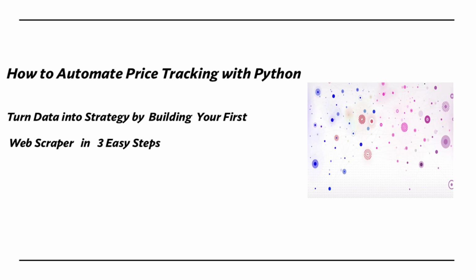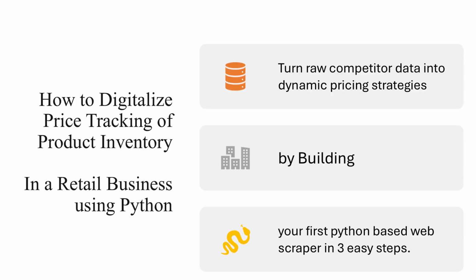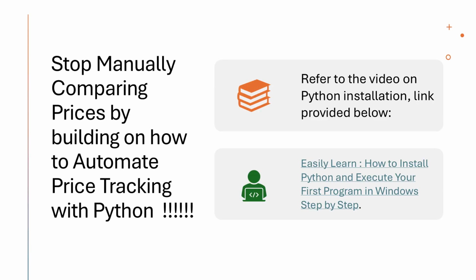Hello everyone. The title of today's video is Turning Data into Strategy by Building Your First Web Scraper in 3 Easy Steps. Or, in other words, how to automate price tracking of product inventory in a retail store using Python. This video will help you understand how to give your business a strategic advantage.